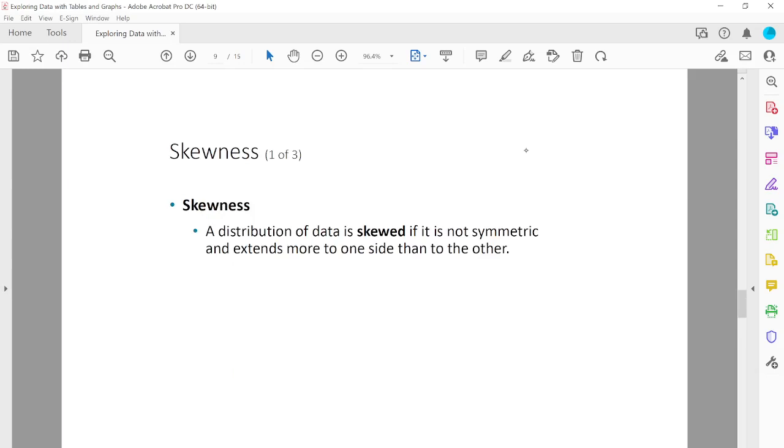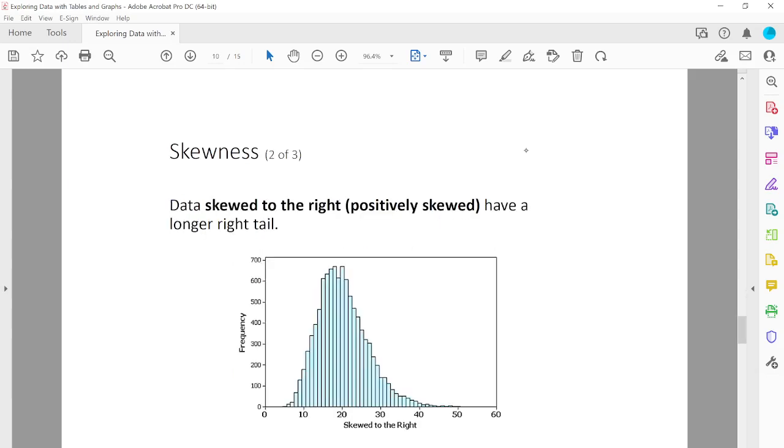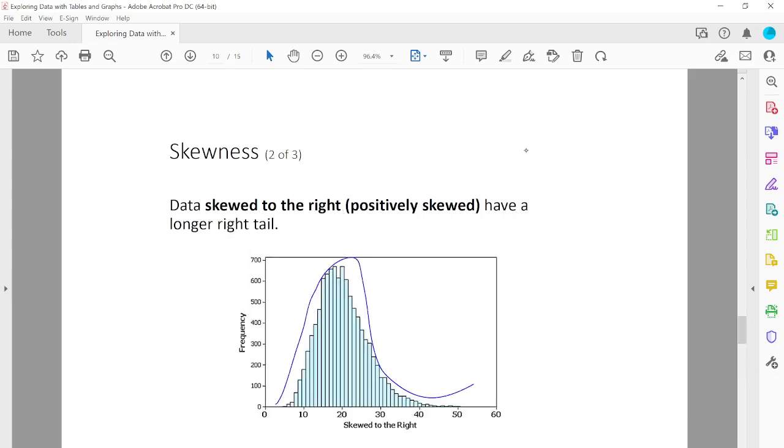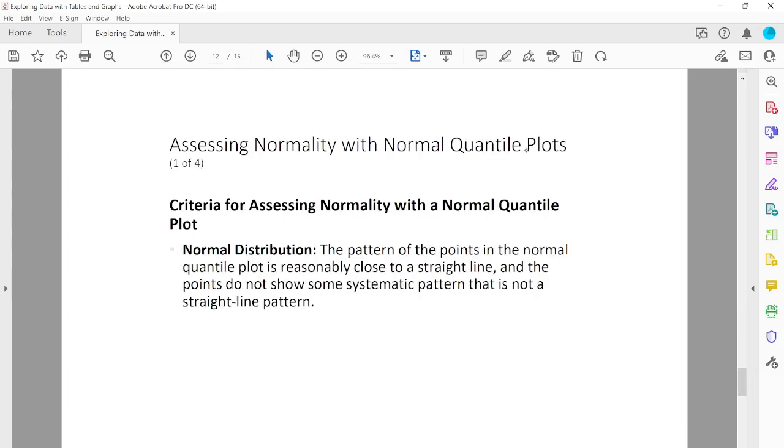Skewness: the distribution of data is skewed if it is not symmetric like this, but it extends more to one side. You might have positively skewed data like this, which is skewed to the right, meaning it has a longer tail. Or you might have a longer tail to the left. This is to the left, and before it was to the right. This one is to the right.